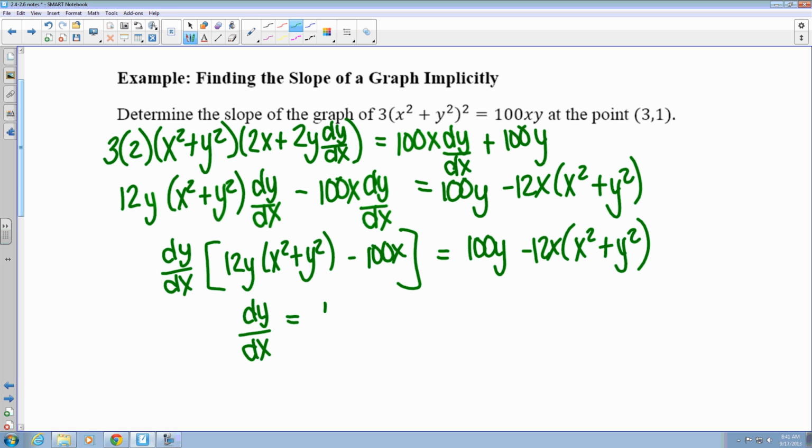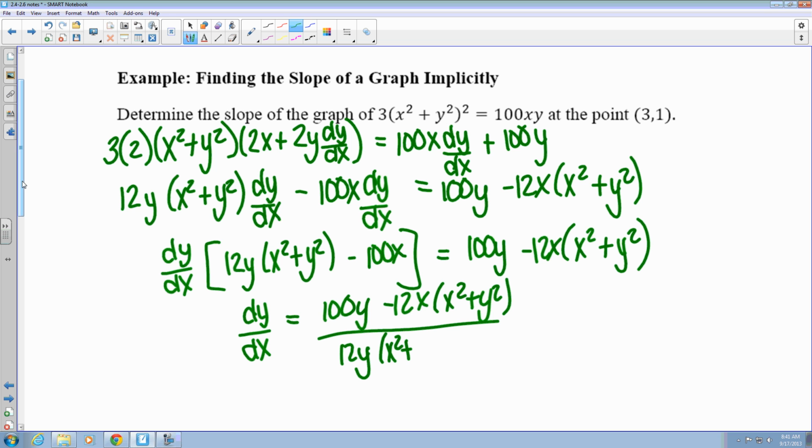So our dy dx ends up being 100y minus 12x times x squared plus y squared over 12y times x squared plus y squared minus 100x. Now we are plugging in 3, 1. So 3 everywhere that the x is and a 1 everywhere that there is a y. We end up with 13 ninths.